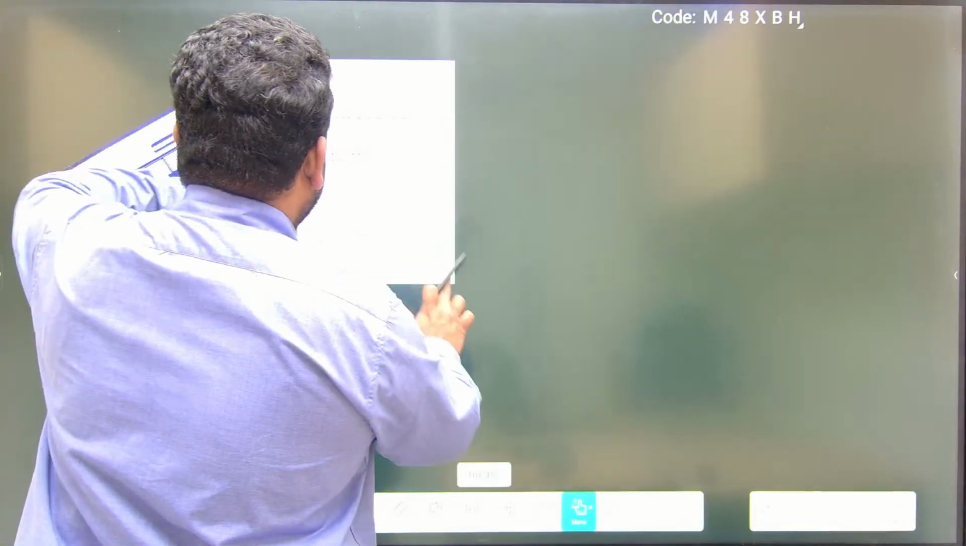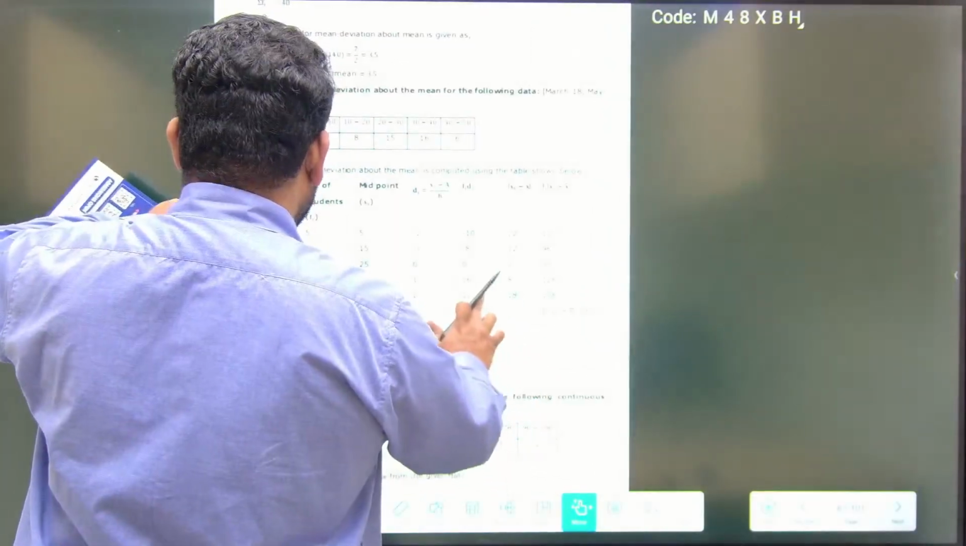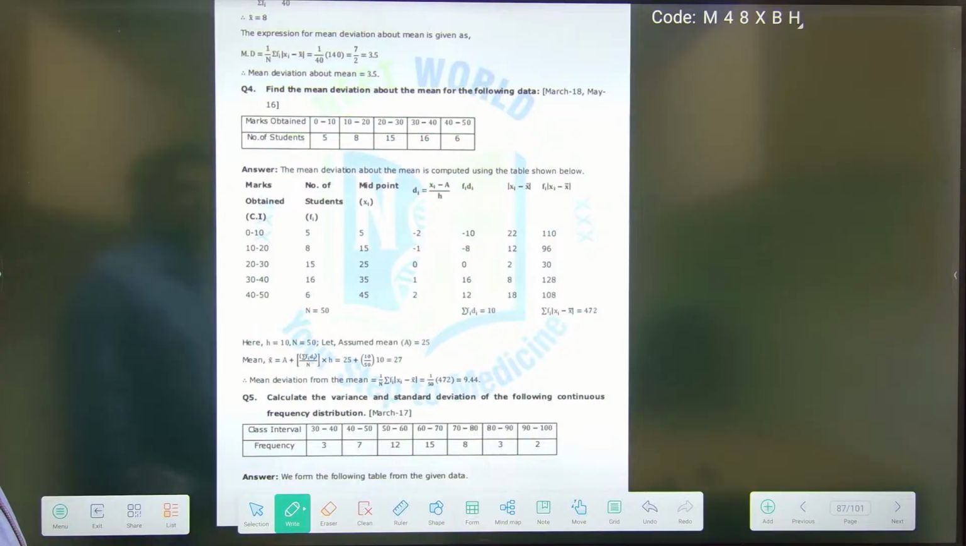Again, find the mean deviation about the mean for the following data. This is quite different. They have given the class intervals, they have given fi. And we have to find out xi and all these things.